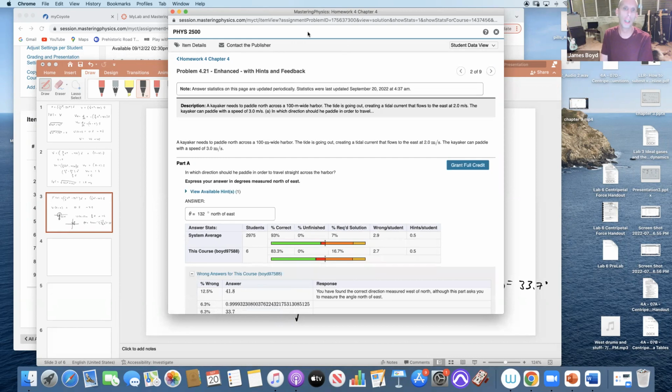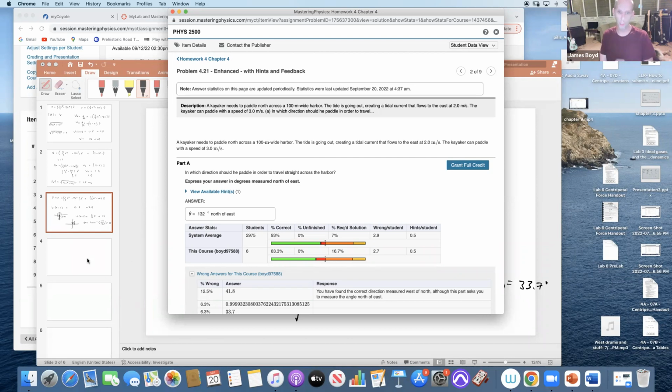All right. If you have questions, just go ahead and jump in the chat. The next question is a velocity addition. This will not be on the exam, but it is in the homework, and I want to make sure you know how to do it.